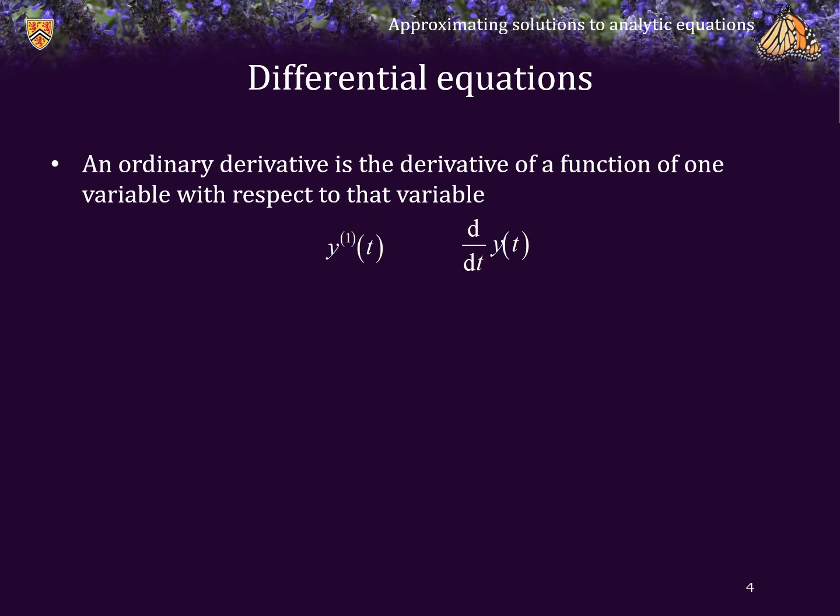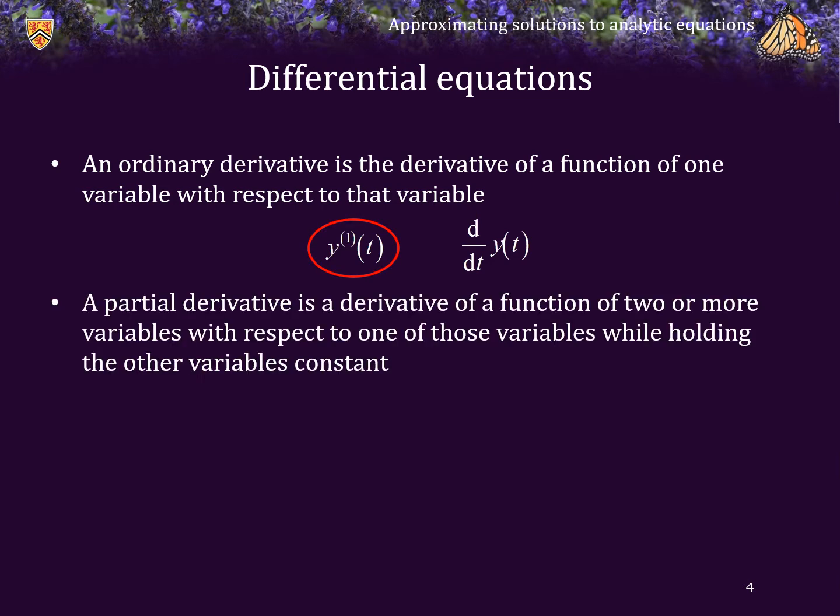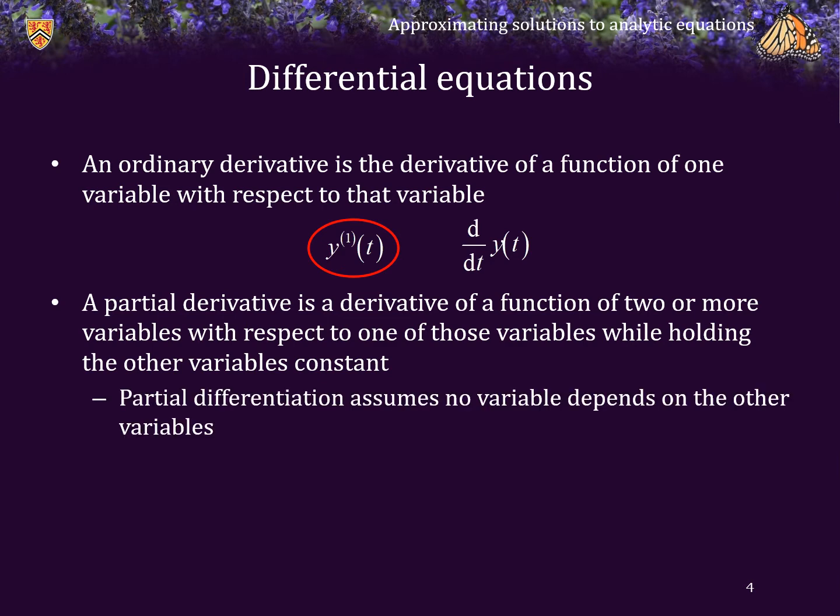Now, an ordinary derivative is a derivative of a function of one variable with respect to that variable. Now, in this course, we're using the first notation. A partial derivative is a derivative of a function of two or more variables with respect to one of those variables while holding all other variables constant. Basically, partial differentiation assumes that there is no dependence between the different variables.